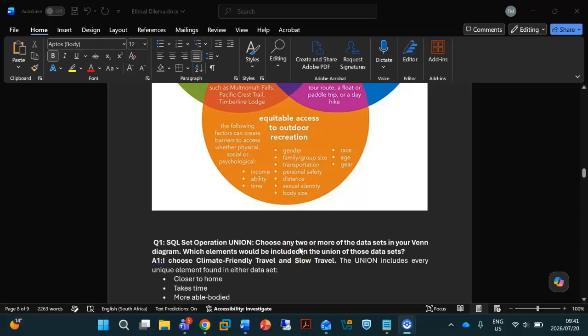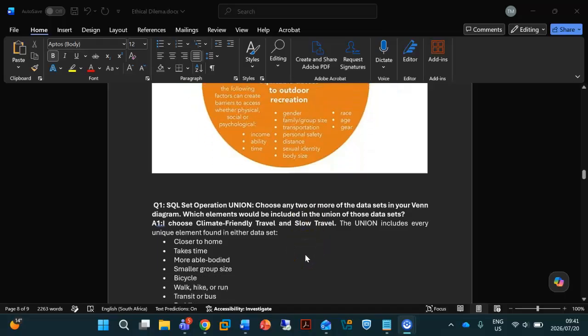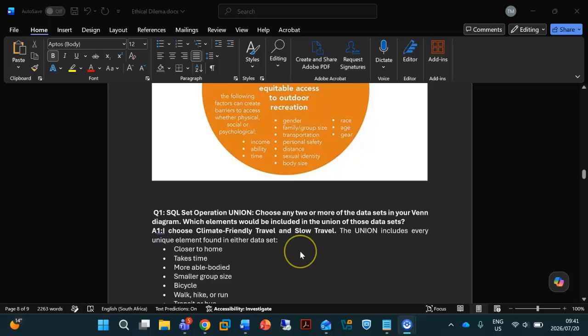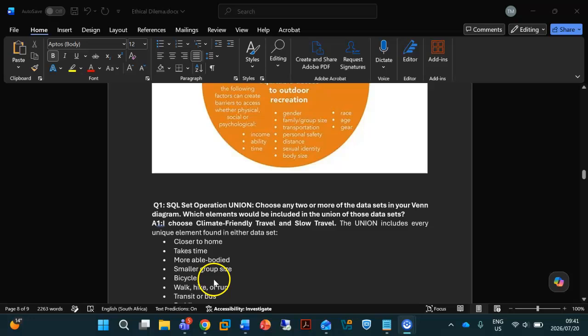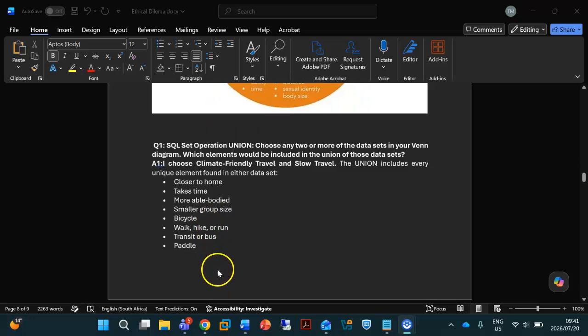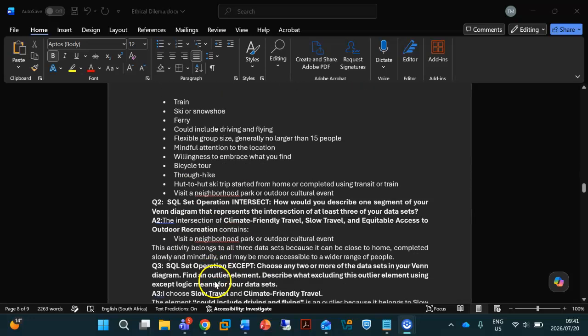So, moving on to the questions. The first question is SQL set operation union. Choose any two or more data sets in your Venn diagram. Which elements will be included in the union of these two data sets? For this one, I chose climate friendly travel and slow travel. Since the union includes every unique element found in both data sets, you have close to home, takes time, more able-bodied, smaller group size, just to mention a few, because it's quite a long list.